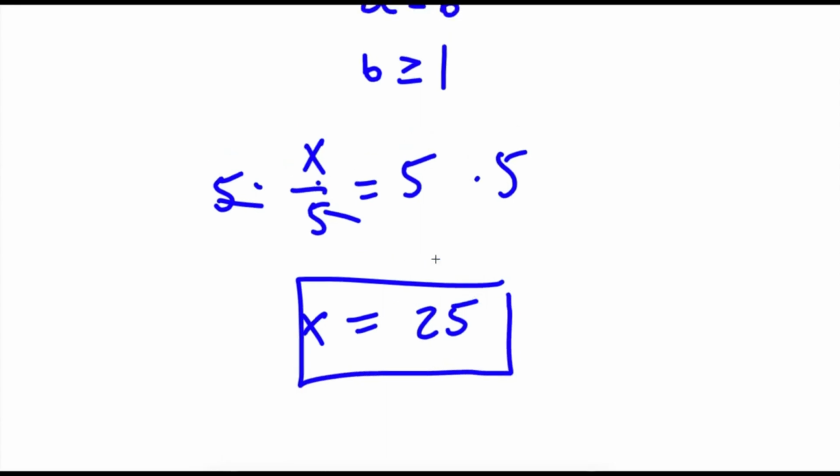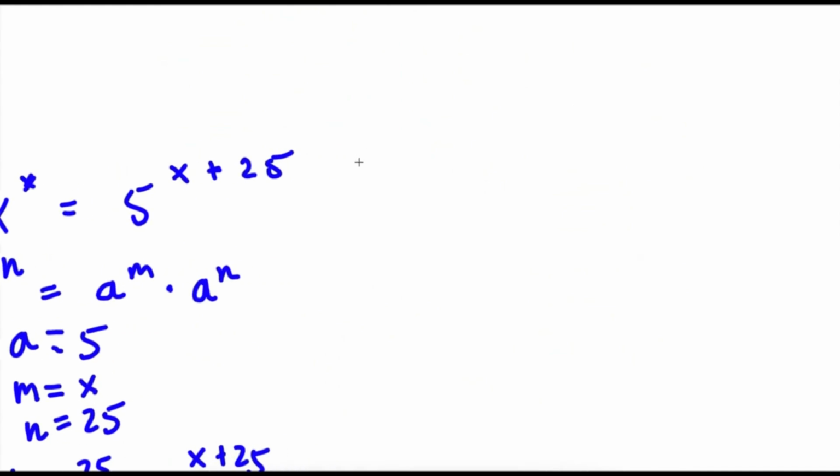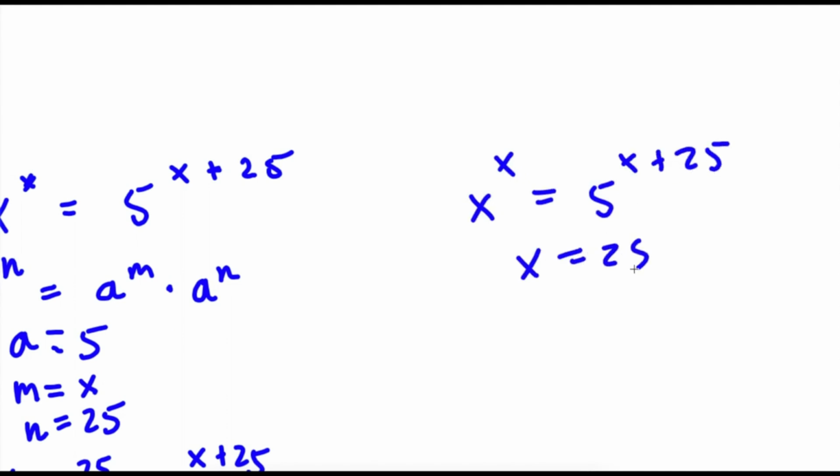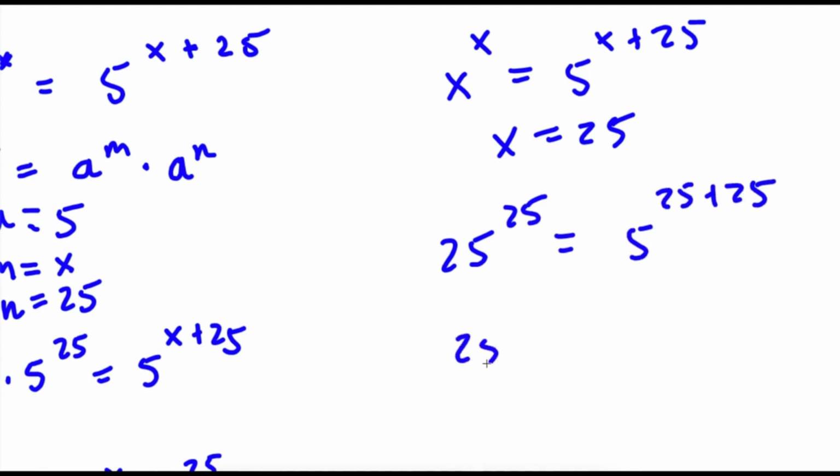Now, to check, our original equation was x to the power of x is equal to 5 to the power of x plus 25. Now we know that x is equal to 25. So now if I plug in 25 for x, I get 25 to the power of 25 is equal to 5 to the power of 25 plus 25. Now 25 plus 25 is 50, so now 25 to the power of 25 is equal to 5 to the power of 50.